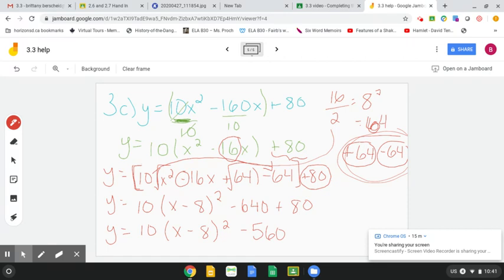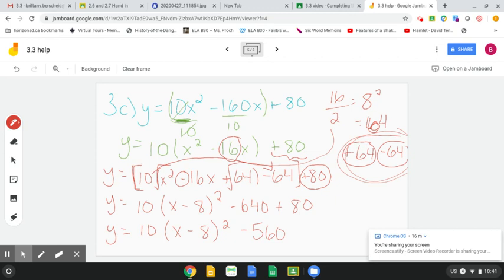Perfect. Okay, I just looked in the back to make sure I didn't lie to you. All right, so that is 3C. And I would say that is basically as complicated as it gets, right? When you have that number in front. I can do another one just for good measure.